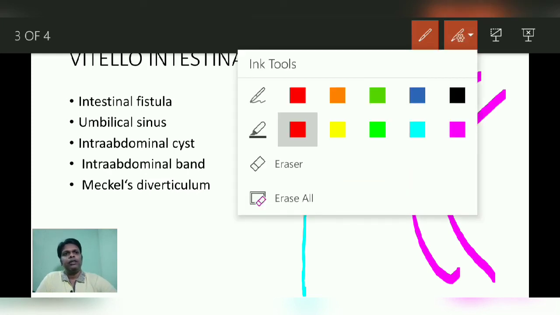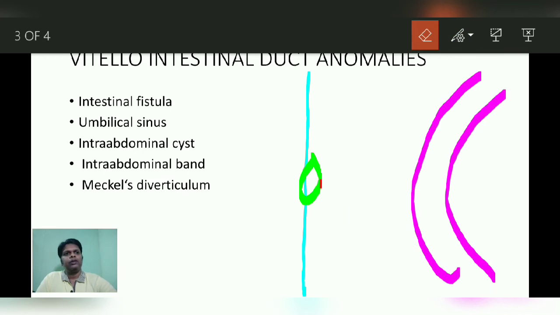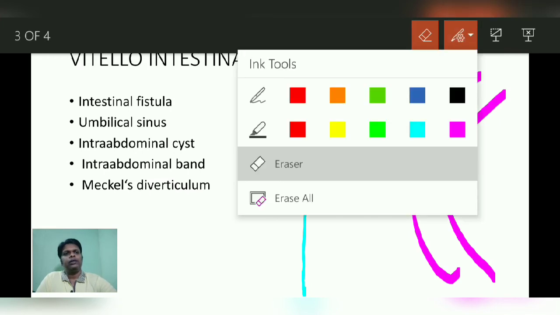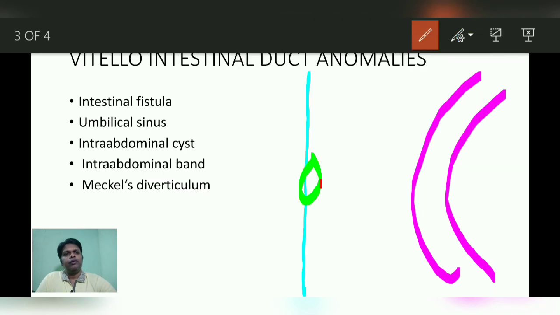And last one is the Meckel's diverticulum. What is this? Which is nothing but the same from the midgut. So it forms an outpouch, that is nothing but the proximal portion will persist and the remaining part will be obliterated. Either it will present as Meckel's diverticulum alone, or it can present with the remaining part, that is the middle part and the distal part, as a band. Again there is chance for getting the intestinal obstruction. So these are all anomalies of vitellointestinal duct.